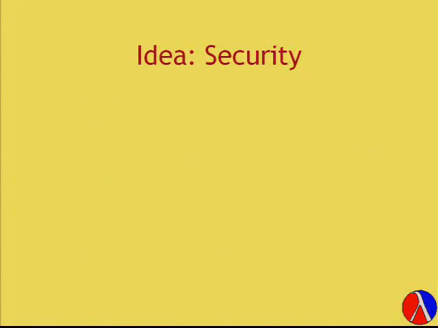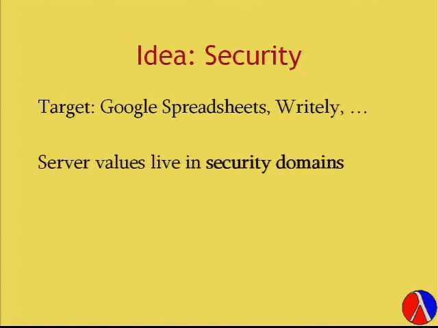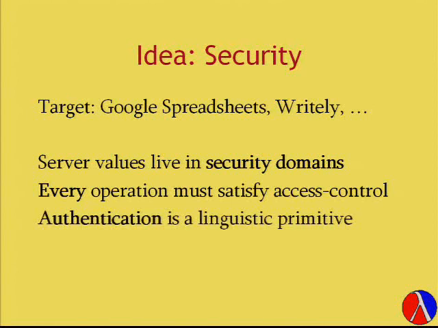Finally, we have a security model for the language. What we're targeting is applications like Google Spreadsheets, Writely, Google Calendar, and so on that enable very easy sharing. So the idea is all the values live inside something called a security domain, and the security domain is what grants privileges. So I want to share something with Eric. I give this security domain privileges for Eric, and all of my spreadsheets that live in there, Eric can automatically share. Every operation in the language automatically does access control. You don't have to build it in. You don't get a choice in the matter.